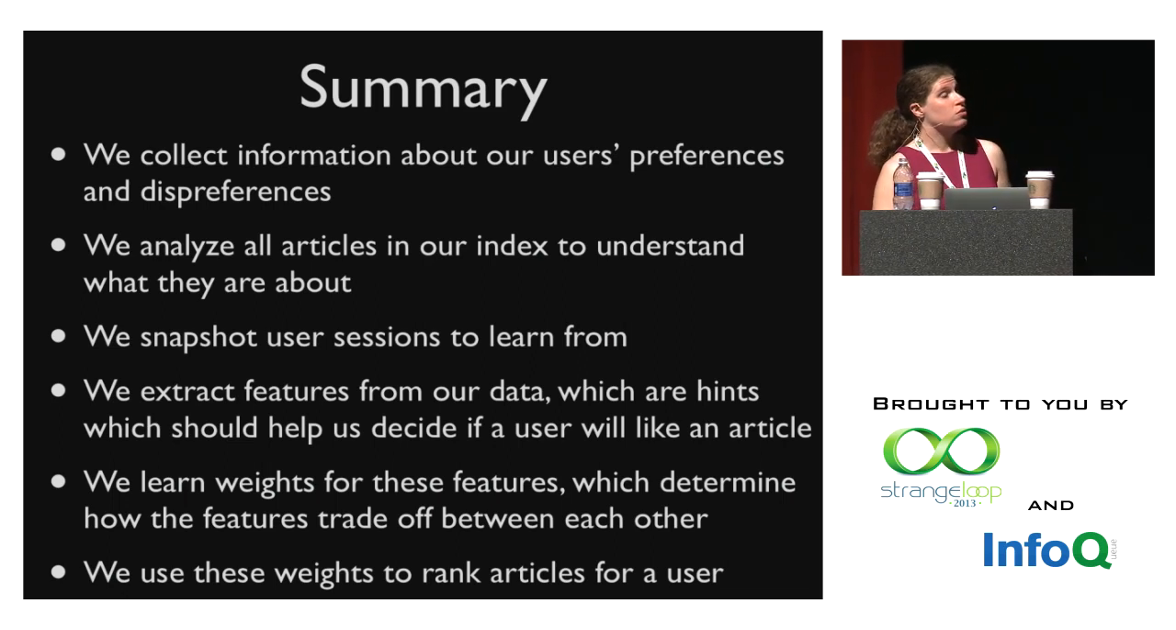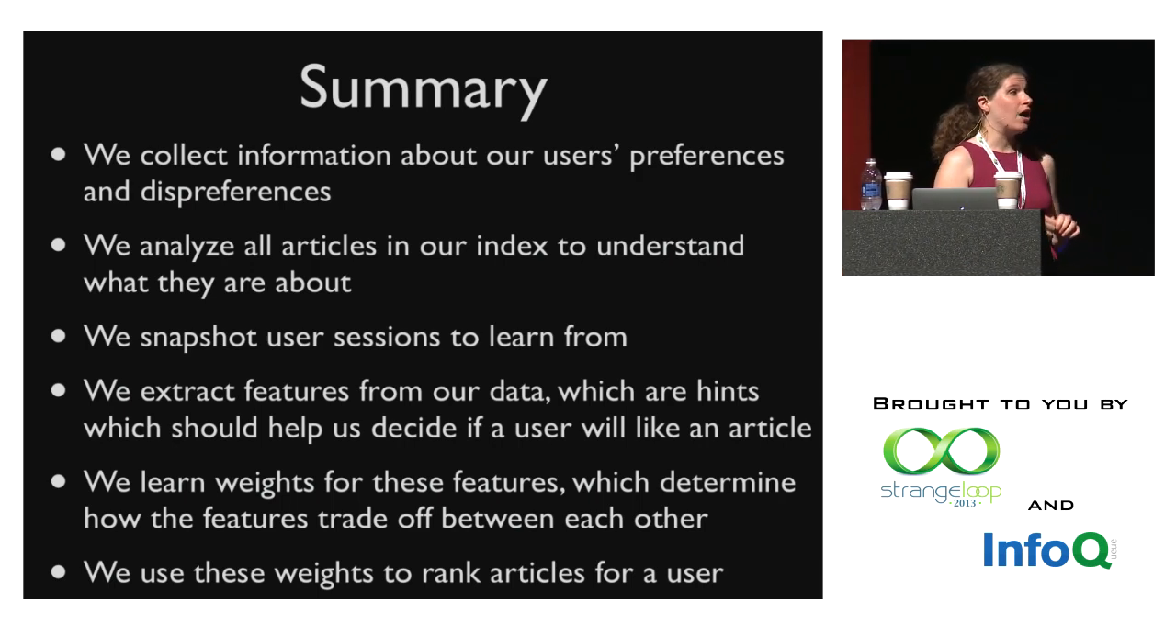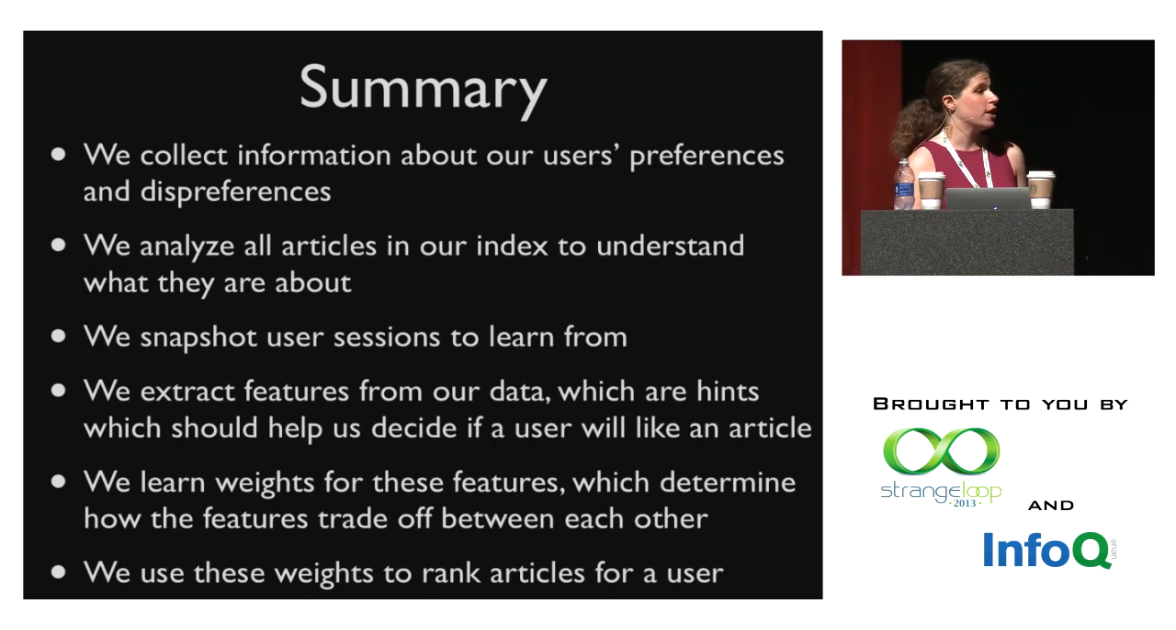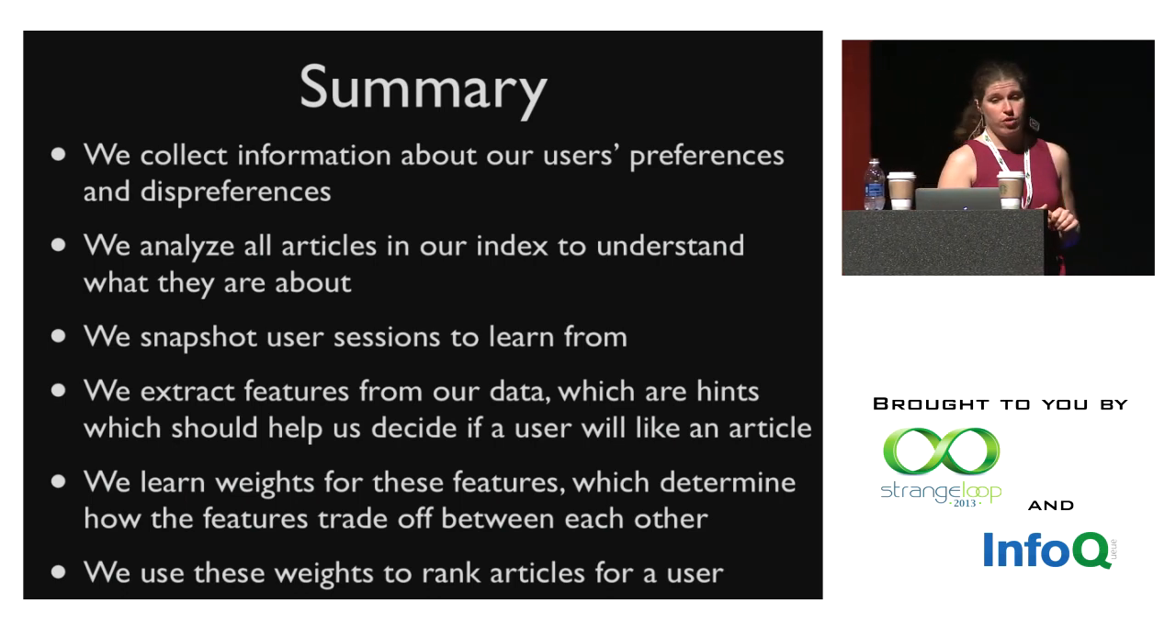From those sessions, we extract features, which are meant to be hints that should help us decide if a user will like an article or not. We then learn weights for these features, which determine how the features trade off between each other, and how we learn which features are more valuable and which features are less valuable. And then we use these weights to rank articles for a user.